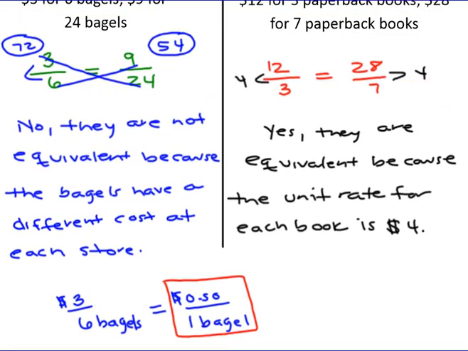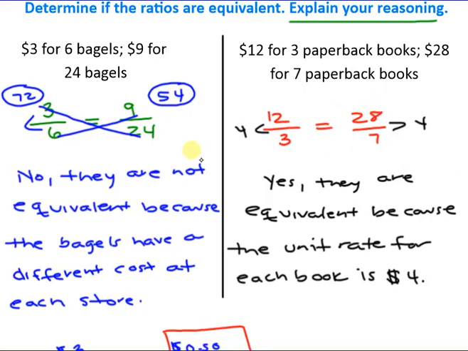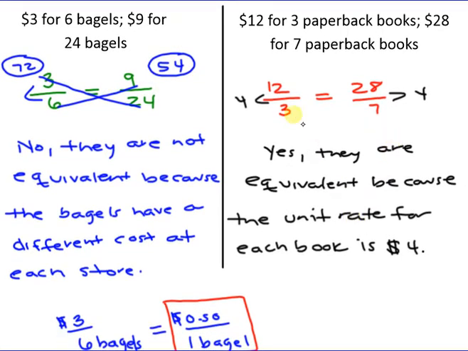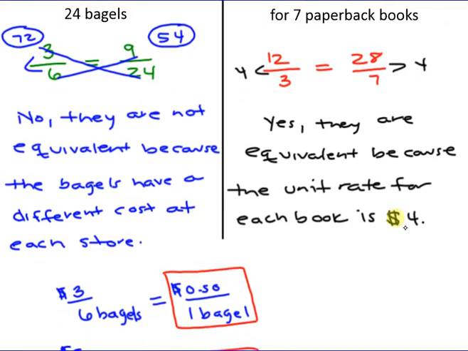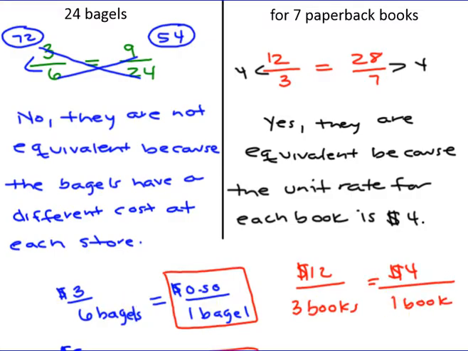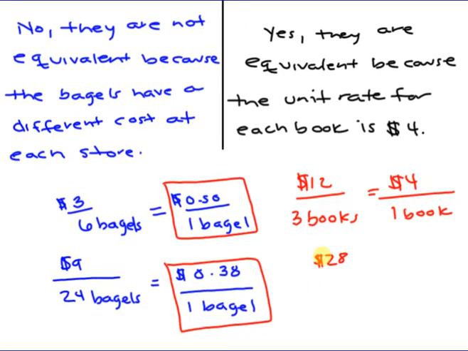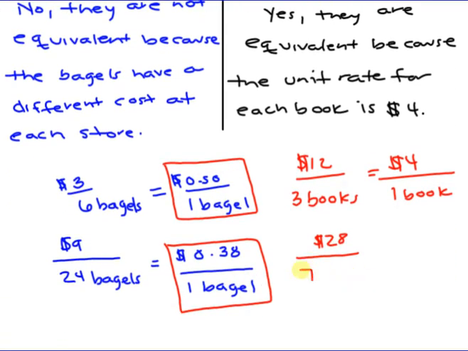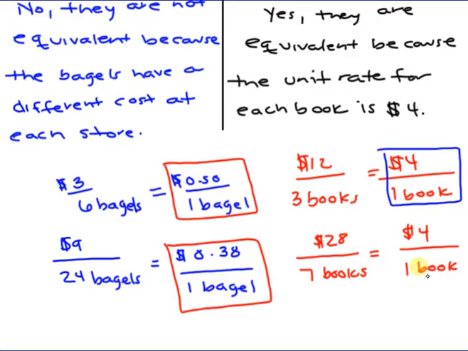Now over here on the second one, you should have gotten that the ratios are equivalent. And they are equivalent because the unit rate for each book is $4. Because when I do 12 divided by 3, $12 over 3 books, that's $4 for one book. And then when I do the other store, which is $28 for 7 books, that's again $4 for one book. So in this case, the unit rates are equivalent. And that again is how you prove your answer using a unit rate.